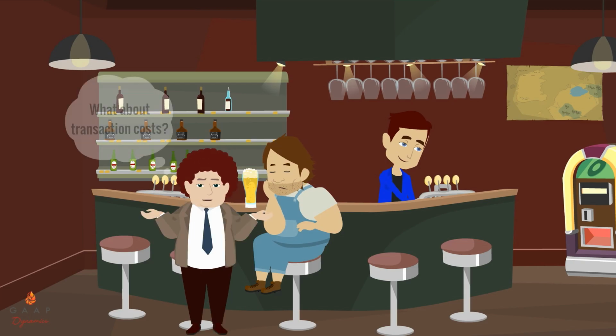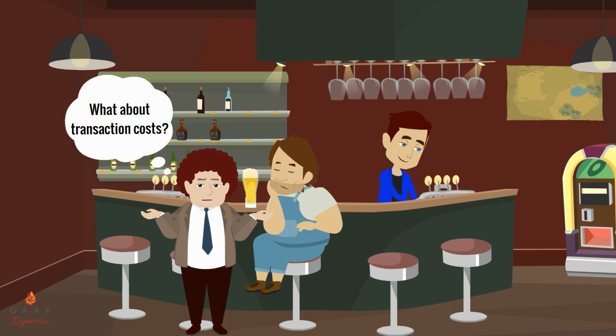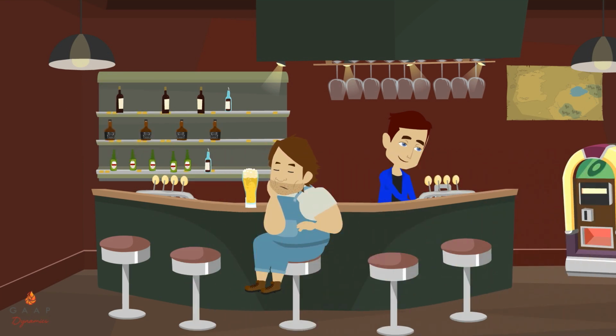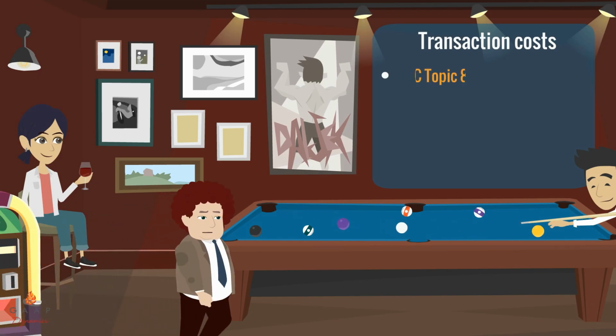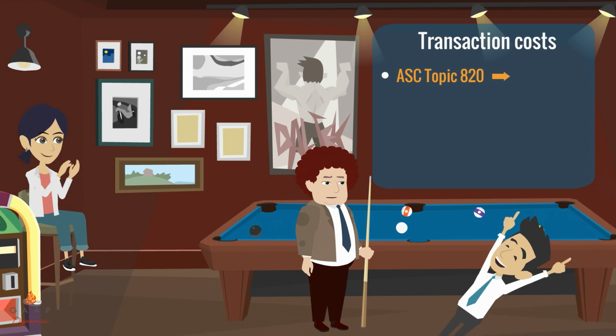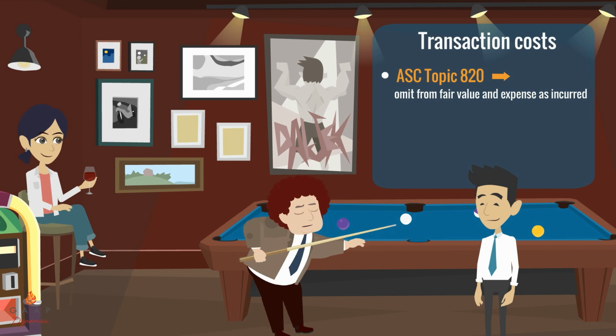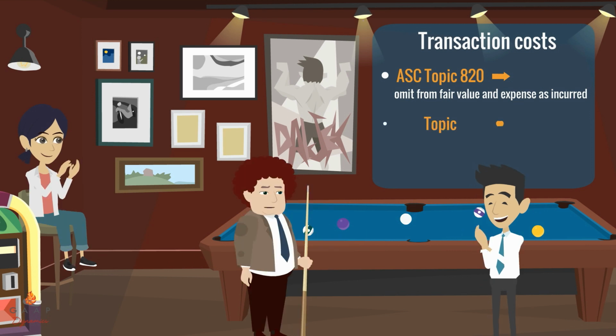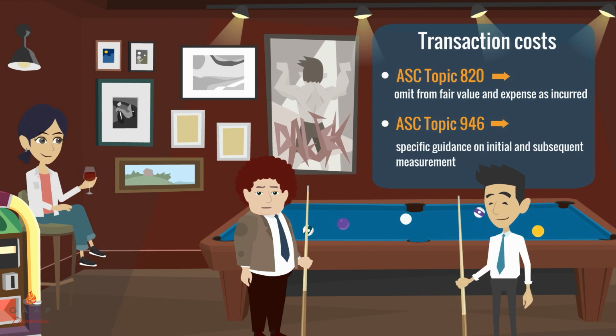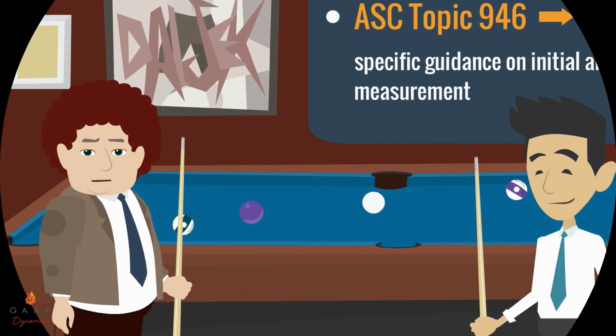And what about those brokerage fees and other transaction costs incurred to buy or sell investments? While the definition of fair value under ASC 820 clearly states that transaction costs are generally omitted from a fair value measurement and recognized through expense as incurred, investment companies under ASC Topic 946 have specific guidance regarding initial measurement and subsequent measurement, resulting in a unique way these costs are presented.